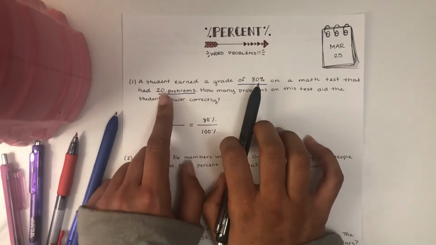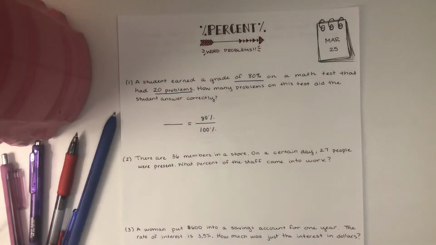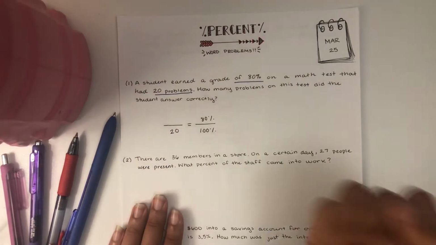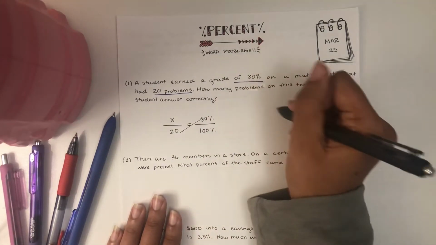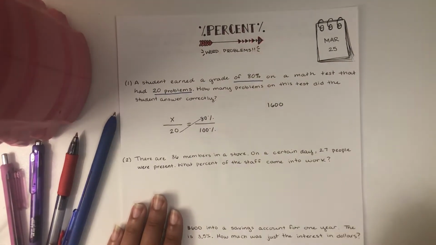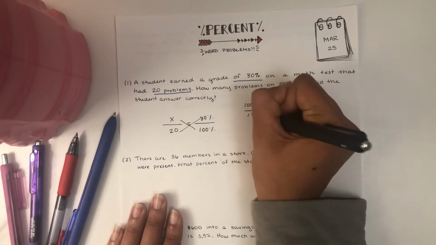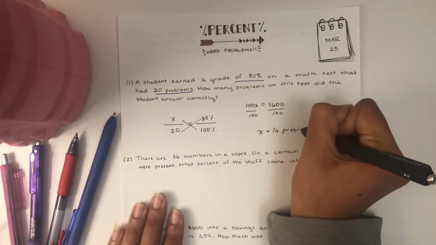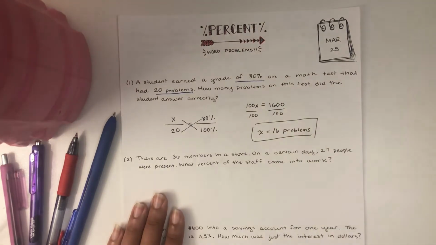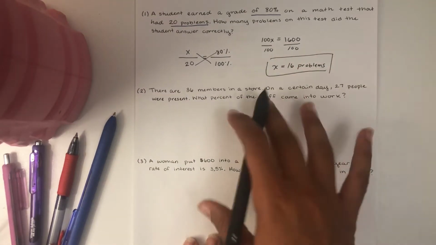All right, then I have to deal with this 20. So there was a total of 20 problems. The student didn't get all 20 problems correct, right? Then you got 80% of that correct, but the total was 20. So that means 20 is going to go on the bottom, and x goes on top. Let's cross multiply. 20 times 80 is 1600. 100 times x is 100x. Divide by 100 on both sides. So of the 20, how many did the student get correct? 16 problems. All right, number 2, take a moment, pause, get the problem down.